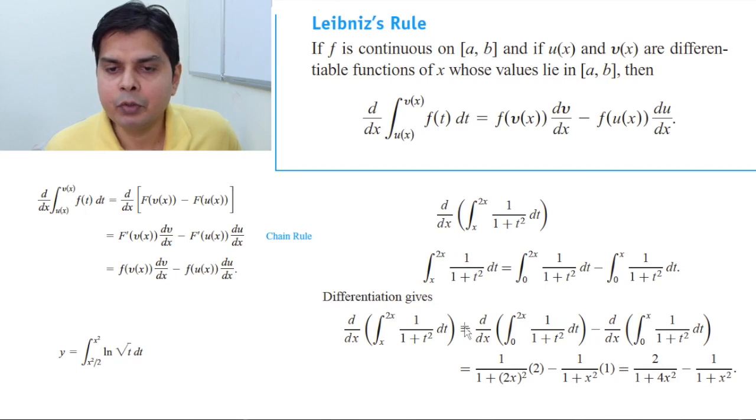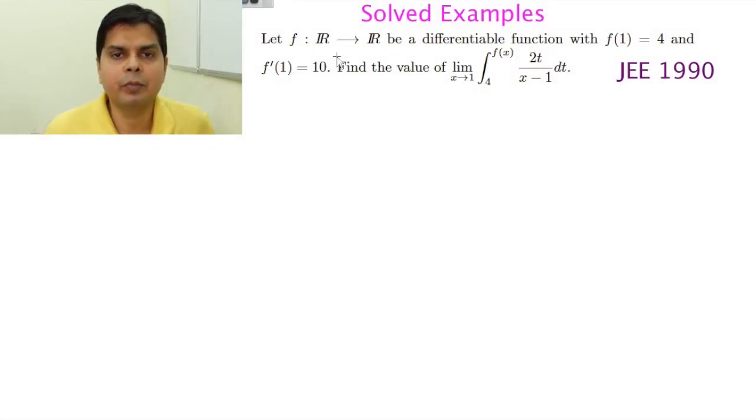So I have used breaking of this integral from x to 2x into two parts. Directly I can get this using the formula. How? You see, f of v(x) will be 1 by 1 plus (2x) square and dv by dx will be 2. Similarly, f of u(x) is 1 by 1 plus x square, and the differentiation of x is 1. So this will become 2 by 1 plus 4x square minus 1 by 1 plus x square. Now let's do some examples.